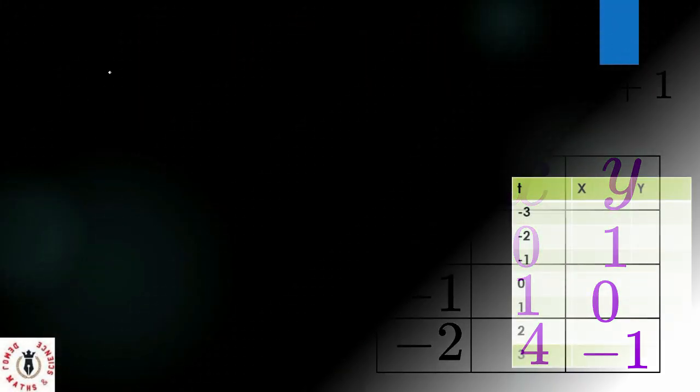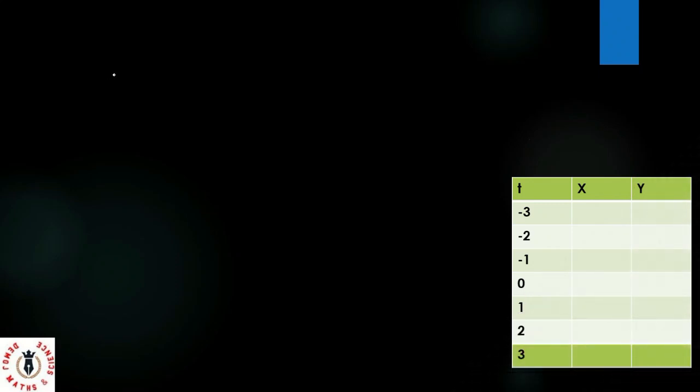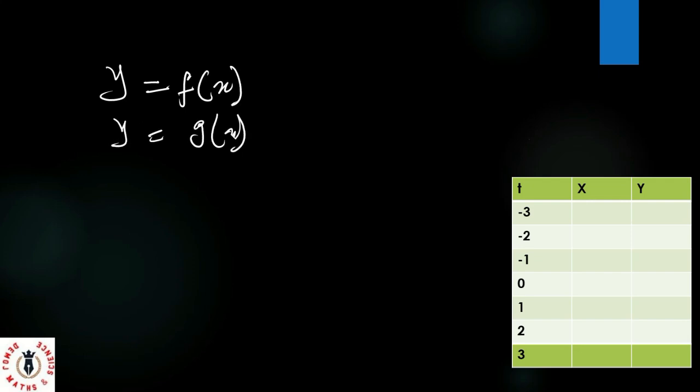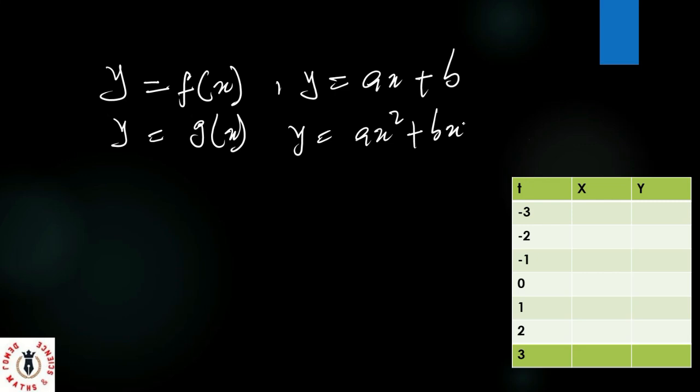General expressions we usually see in our mathematical equations are usually of the form y equals f of x, or we'll say y equals g of x. All I'm saying is you could have equations of this type: y equals ax plus b, y equals x squared plus bx plus c. These are all equations in terms of x.